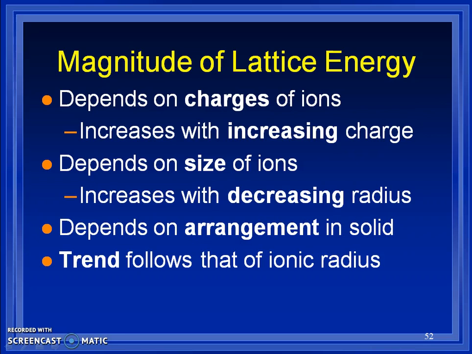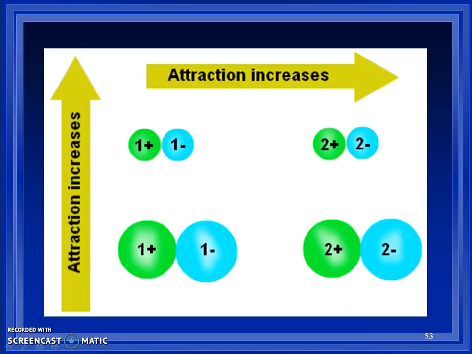So what is the magnitude of lattice energy? How do we get that value? Well, it's going to depend on the charges. It's going to depend on the size of those ions, and it's going to depend on the arrangement of that solid. So it really follows the trend of ionic radius. So if you need to go back and review that again, go back and understand how ions gain or lose, what's the trend as you go across in the metals and non-metal area, and what's the trend as you go down again in the metals and non-metal area.